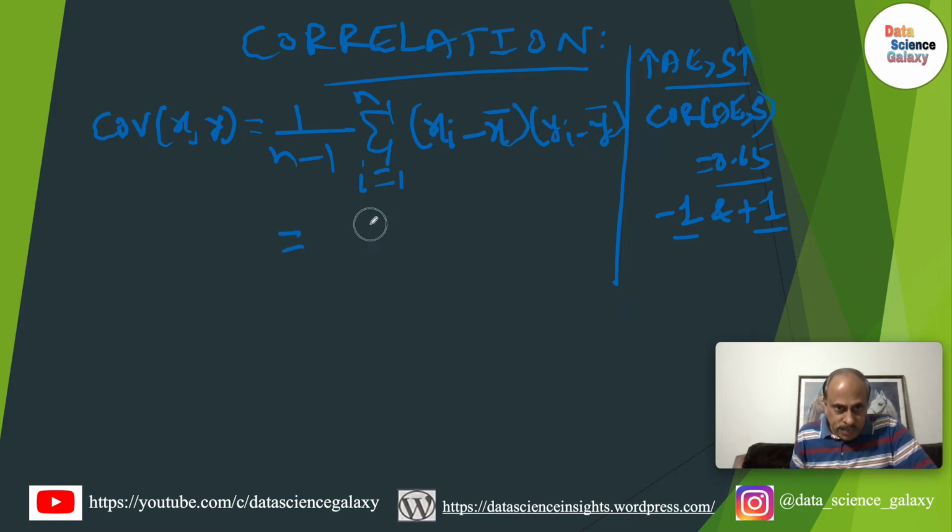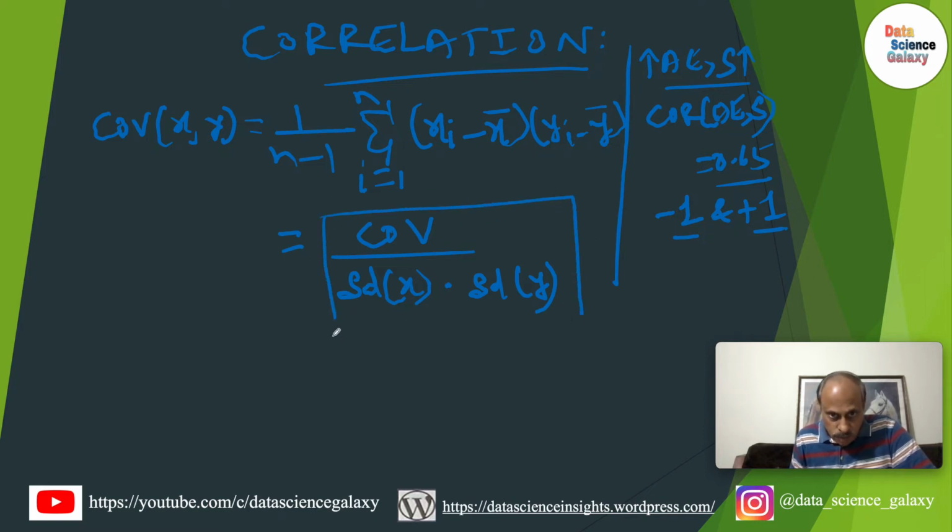I can divide this covariance, replacing it with the entire right hand side of the equal to sign. When I divide covariance by standard deviation of x multiplied by standard deviation of y, no points for guessing, this, my friends, is called correlation.